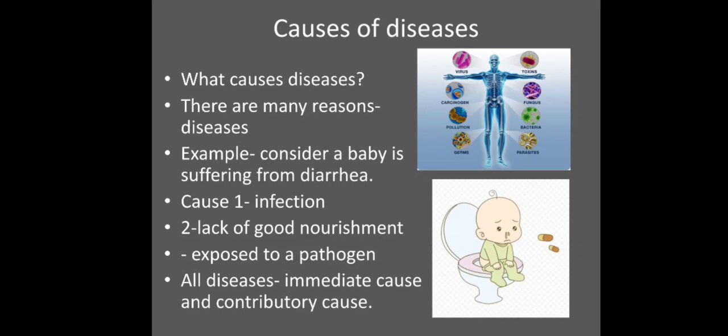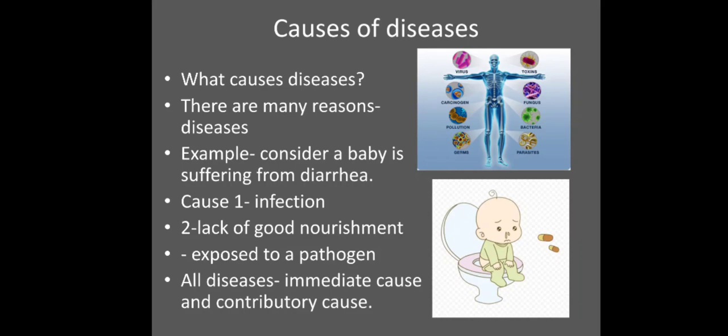Now why is the baby lacking nourishment? We can ask this question, right? Maybe it is from a household which is poor. So there can be a chance that the baby is from a poor family, so it is not getting proper nourishment. It is also possible that the baby has some genetic difference that makes it more likely to suffer from diarrhea.